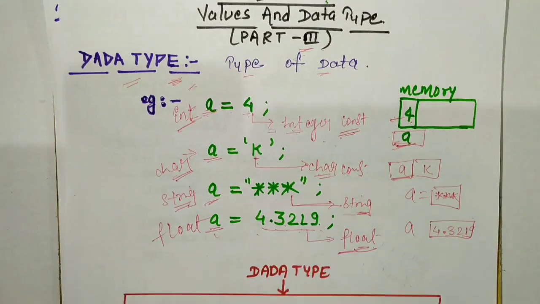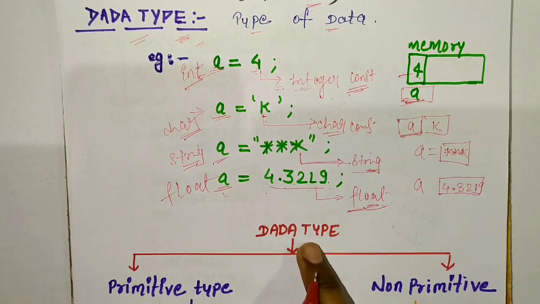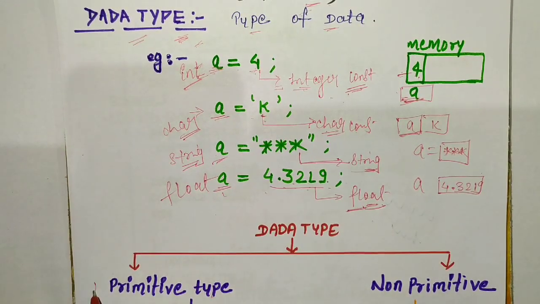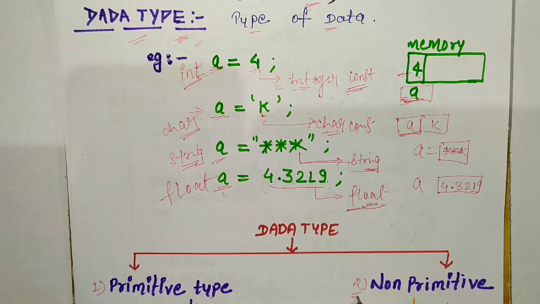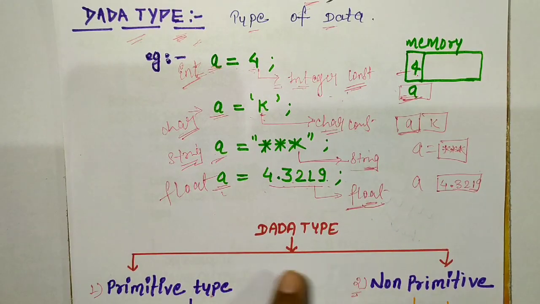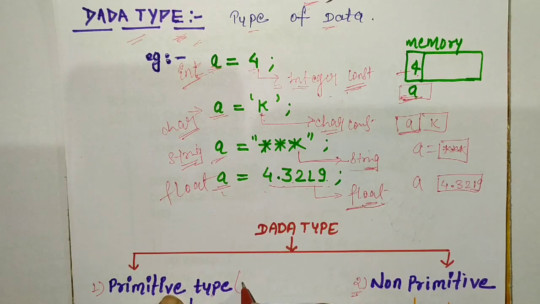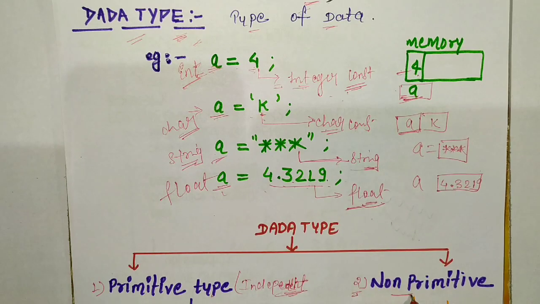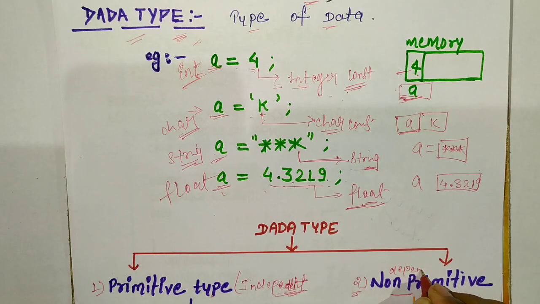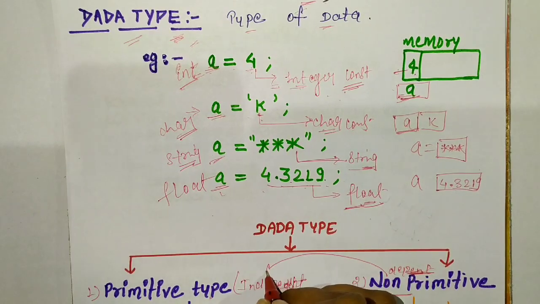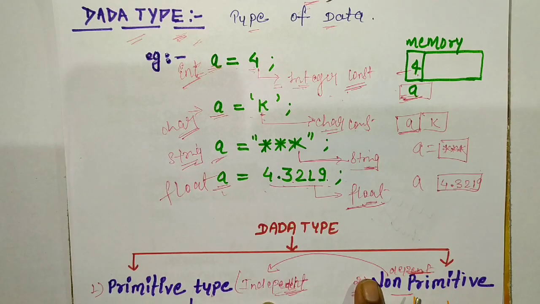Next we discuss the types of data type. Firstly, the data type is divided into 2 types: primitive and non-primitive. What is primitive? Primitive means independent data type, and non-primitive is a dependent data type. Non-primitive depends on a primitive data type.